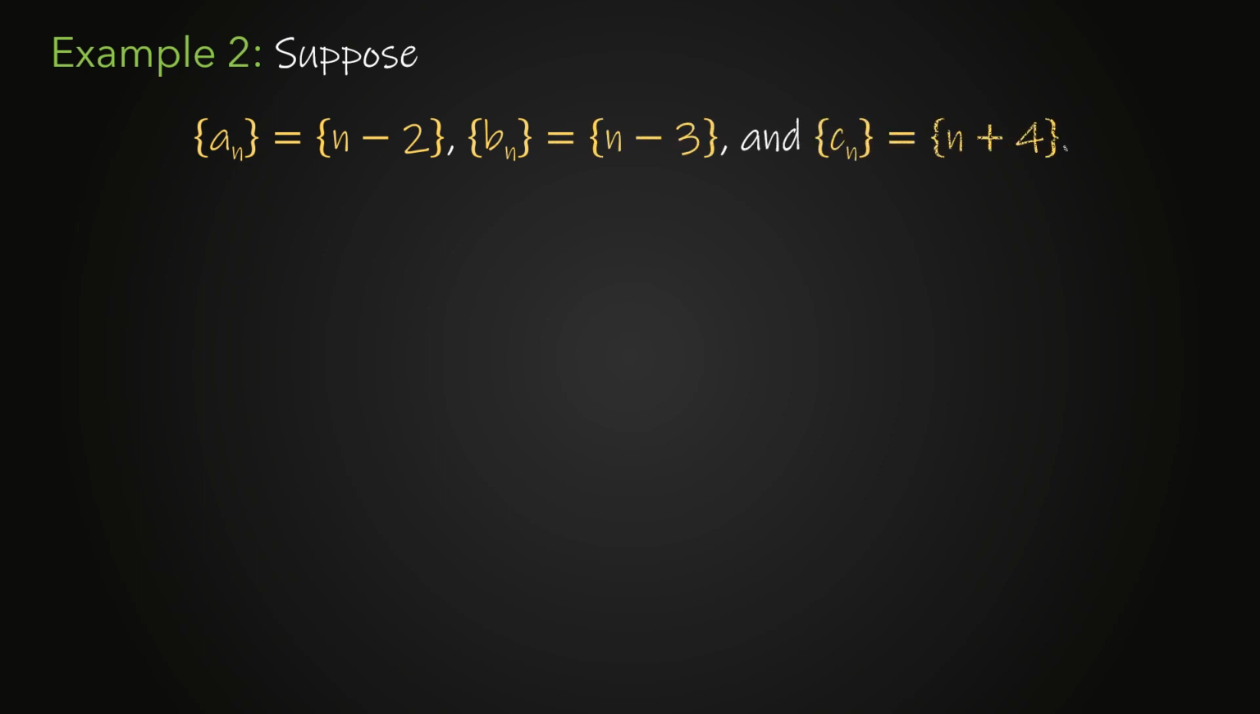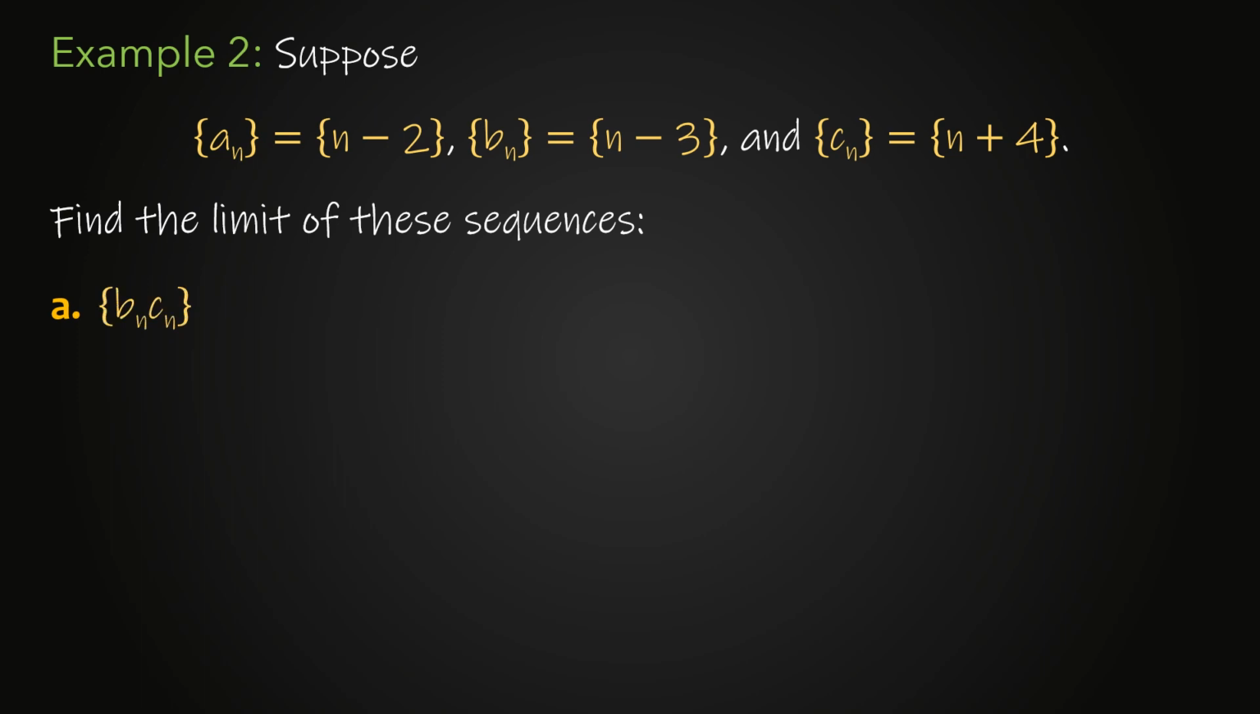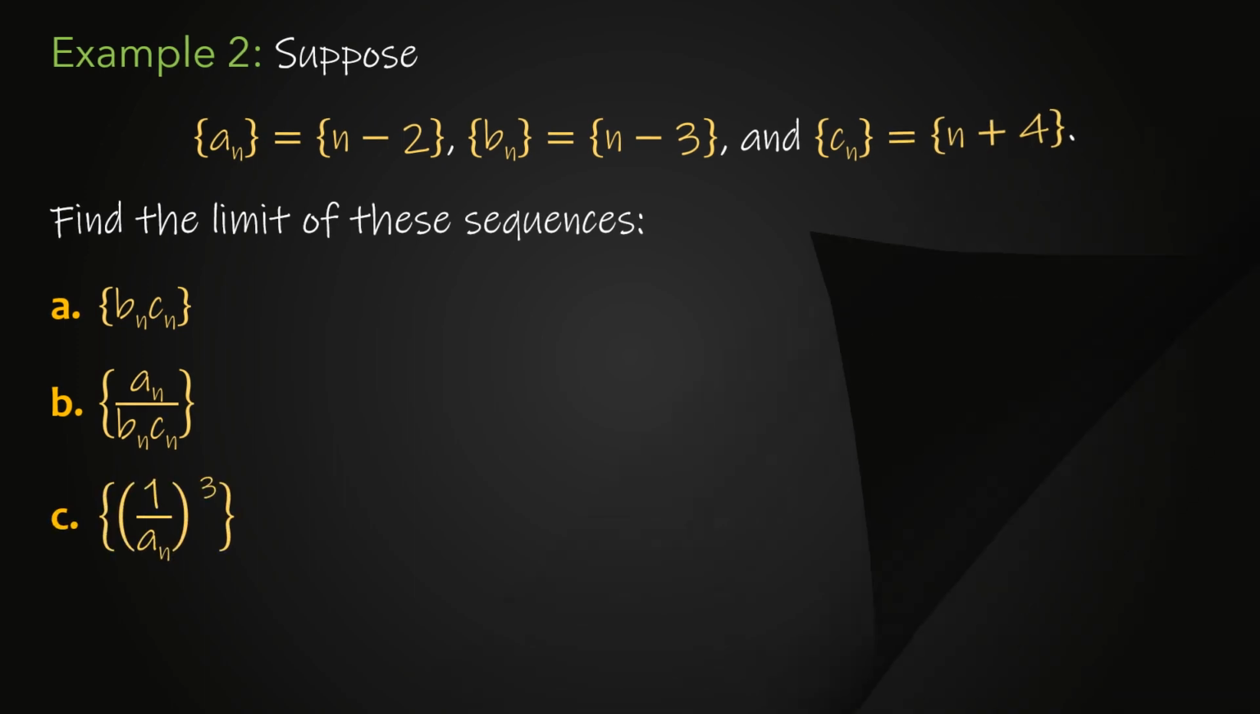Example 2. Suppose there are three sequences A, B, and C. Find the limit of these sequences. A. Sequence B times sequence C. B. Sequence A divided by the product of sequence B and sequence C. C. The cube of 1 divided by sequence A. Solution.